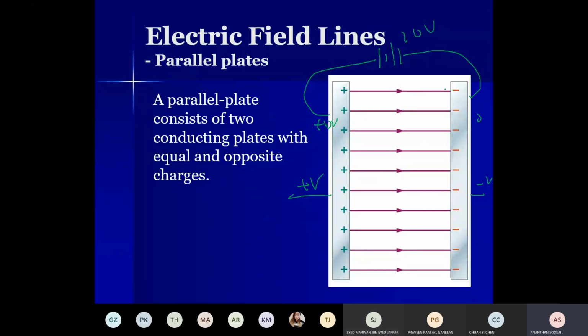So how do we draw the pattern for a uniform field? Uniform field means the line separation must be constant. If the lines are separated by 2 centimeters, throughout the field the separation is 2 centimeters. Every line must be separated by 2 centimeters. So then it's called a uniform field. So for a uniform field, the lines must be parallel and equidistant.